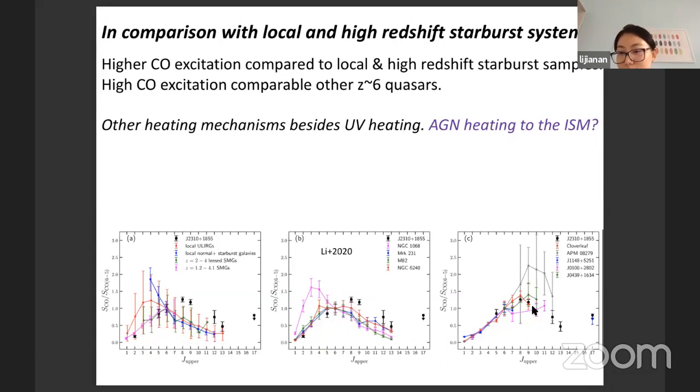And here is the CO SLED comparison with other redshift 6 quasars and also the redshift 2 to 4 lensed quasars. We find that this quasar has a CO SLED among the highest of these high redshift and lensed quasars. So the high CO excitation compared to the local and high redshift starburst systems may reflect that there are other mechanisms besides the UV heating from young massive stars. Maybe the AGN also contributes to the heating of the molecular ISM.